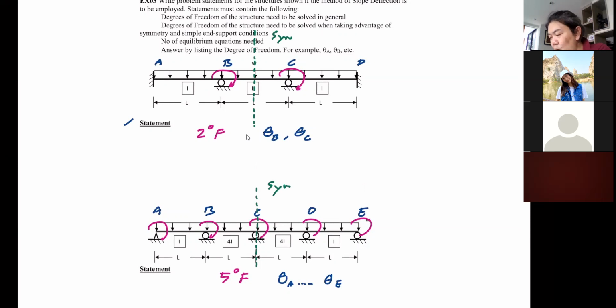Which means whatever happens at A will be exactly whatever happens at D in the first beam, right? So whatever happens at B will be exactly the same as whatever happens at C. That's symmetry, right? We're talking about the first beam. Come on, guys, even kids know it.